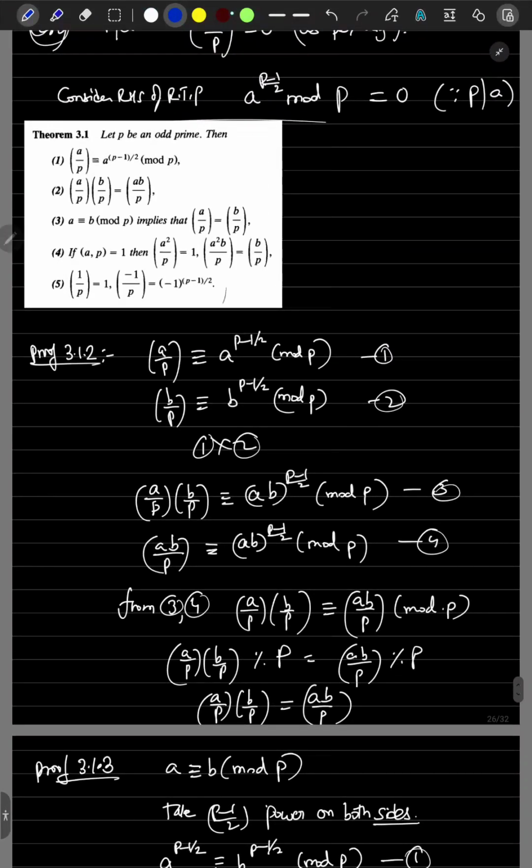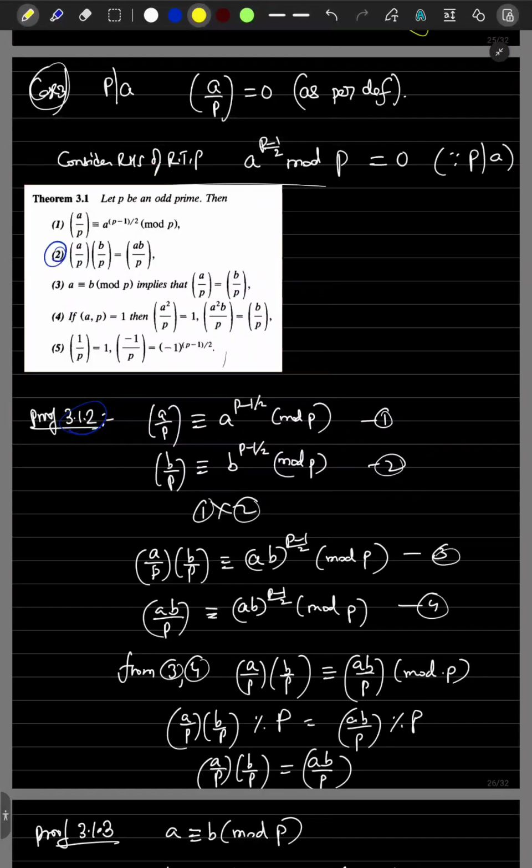So let's come back to proof number 3.1.2. We are proving this statement. From this onwards you have to remember: (A/P) is the Legendre symbol A by P. The main thing is that the Legendre symbol is always congruent to A^((P-1)/2) mod P. This you have to remember forever, because by this only we will be able to do it. So can I write like this?